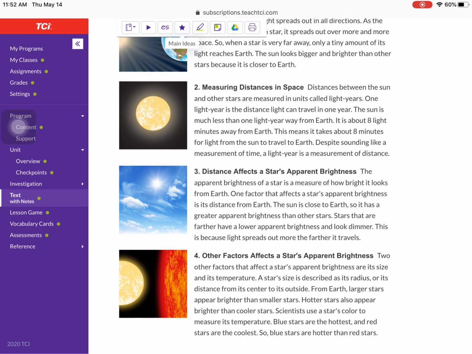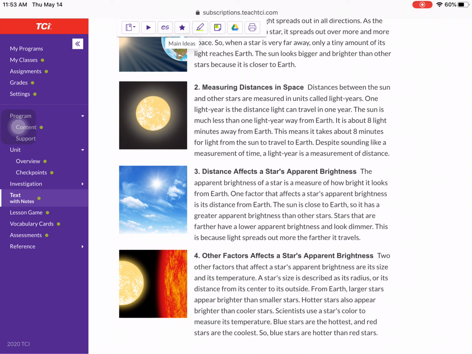Number 2. Measuring distances in space. Distances between the sun and other stars are measured in units called light years. 1 light year is the distance light can travel in 1 year. The sun is much less than 1 light year away from Earth. It is only about 8 light minutes away from Earth. This means it takes about 8 minutes for light from the sun to travel to Earth. Despite sounding like a measurement of time, a light year is a measure of distance.